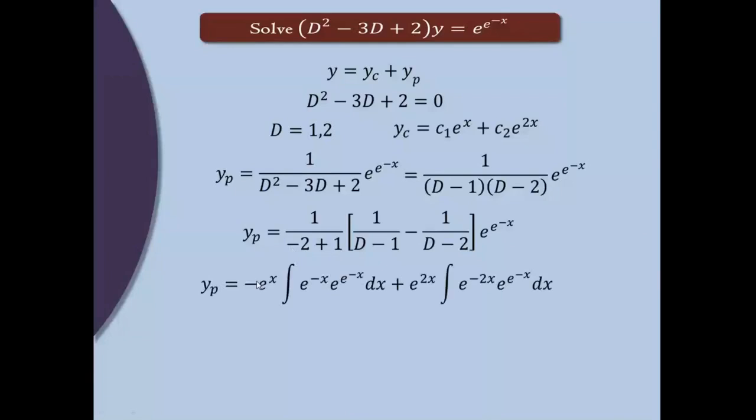It is minus e raised to mx, m is 1, integral e raised to minus mx, that is e raised to minus 1x, f of x, so e raised to minus x, dx, plus m is 2 over here, so it is e raised to 2x, integral e raised to minus mx, that is e raised to minus 2x, f of x, dx. Okay. Now solve both these integrations and get the solution.